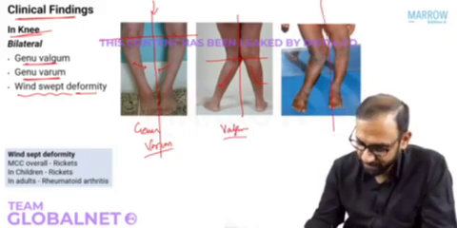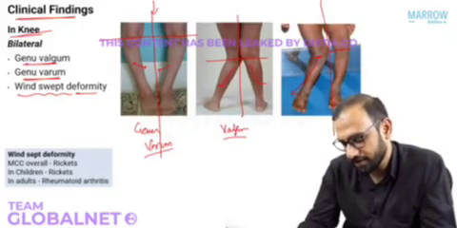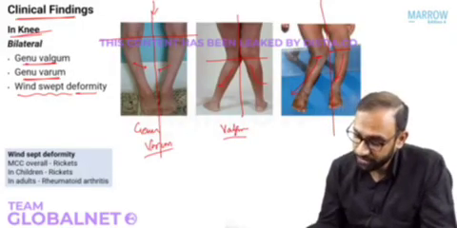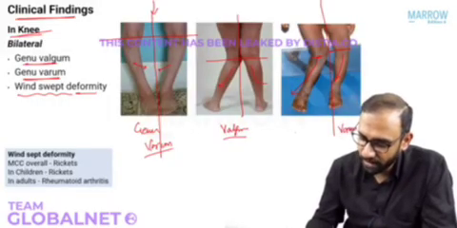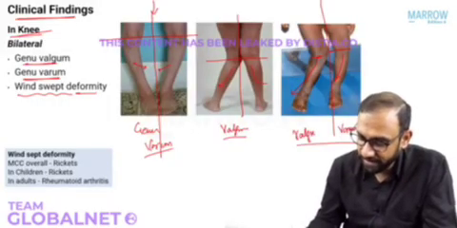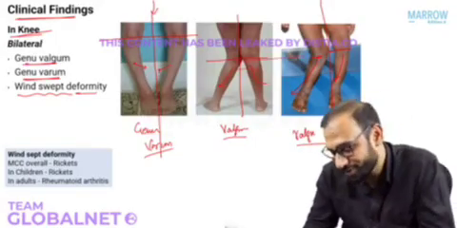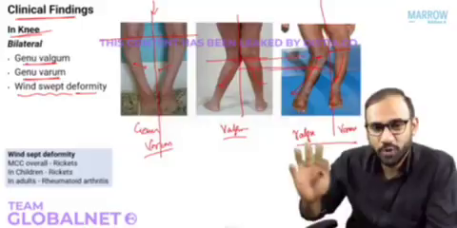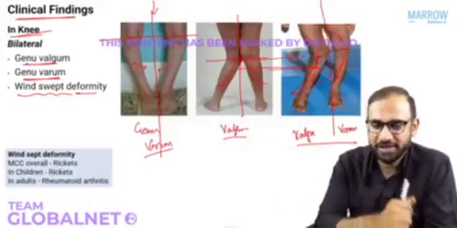What about this? This is the midline, friends. In one knee, the leg is going away from the midline, and in the other knee, it is going towards the midline. So one side is varus, other side is valgus. What is this? This is known as wind-swept deformity. It's like wind came from the side and caused the deformity. One side has varus, the other side has valgus.